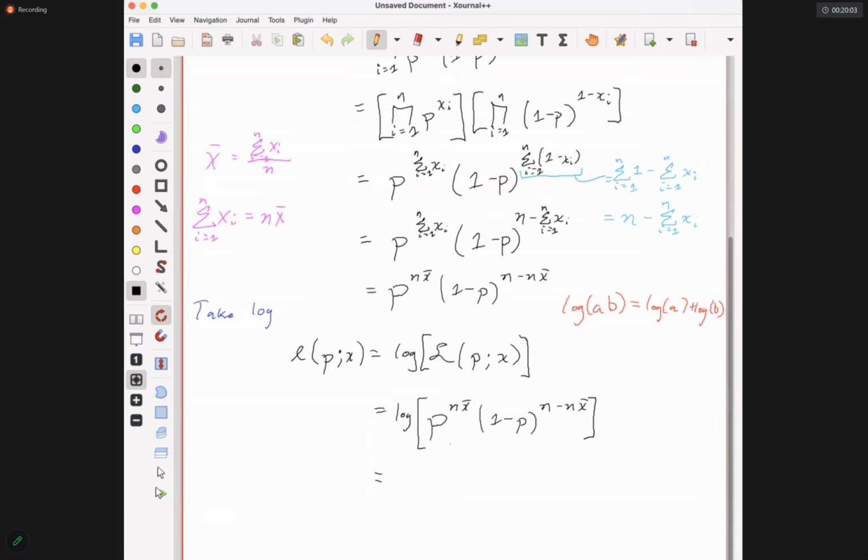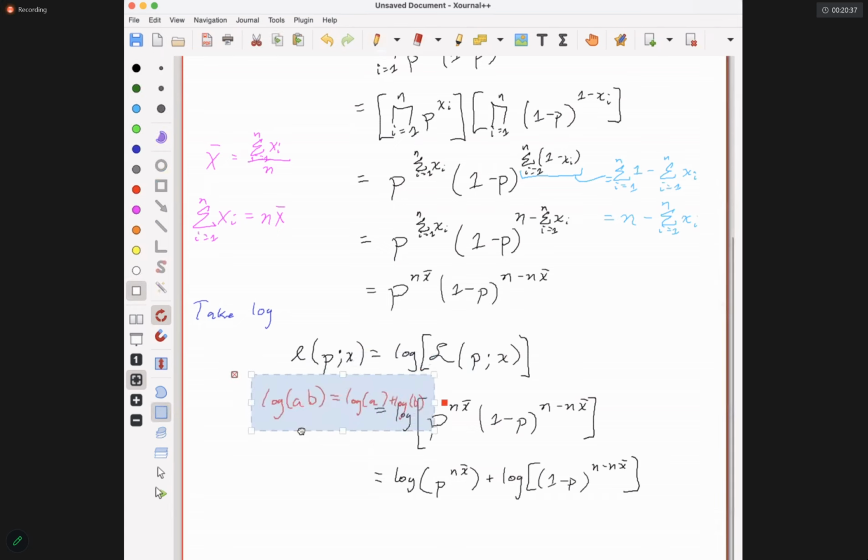And so this one gives us log, if we're treating this thing as A and this thing as B, that's going to be log of P to the nx bar plus the log of 1 minus P to the n minus nx bar. Okay. And now what property of the logarithm do we apply?